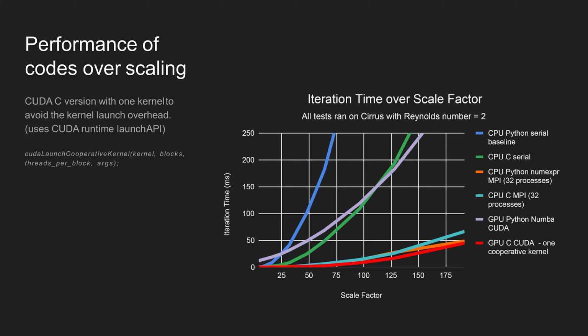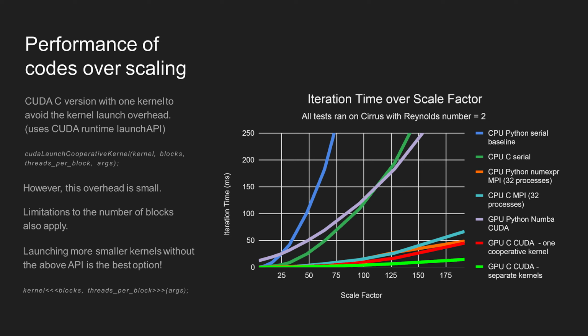In this particular code, only one kernel is launched, using the CUDA Runtime Launch API to avoid the overhead of launching multiple kernels on the GPU. However, this overhead is minor, and because the API applies some limitations to the amount of GPU blocks, it is quite faster to launch multiple smaller kernels in the standard way.